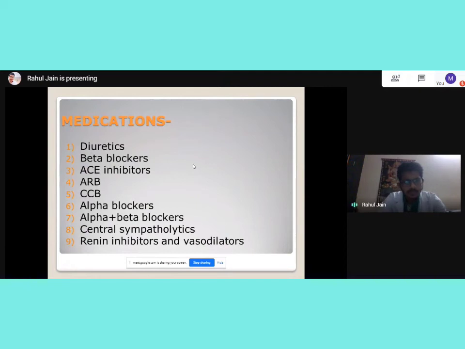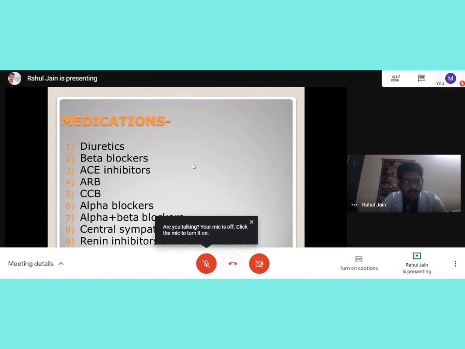When talking about ACE inhibitors and ARBs, how they work is that our liver releases a substance called angiotensinogen. Angiotensinogen gets converted to angiotensin 1, and that angiotensin 1 gets converted to angiotensin 2 with the help of this enzyme ACE, that is angiotensin converting enzyme.